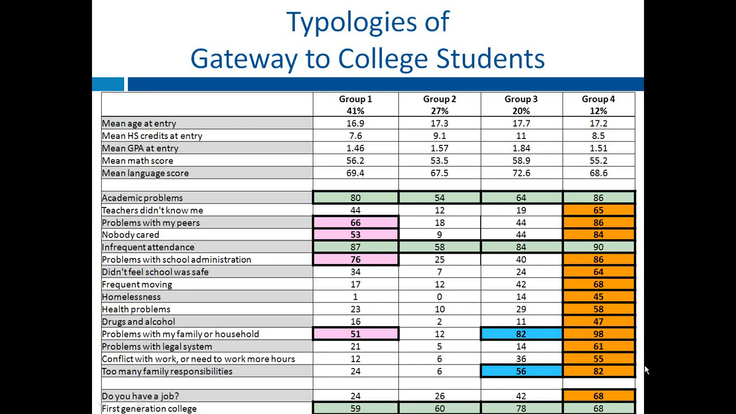I also noticed that Group 4 is the group that has faced a lot of homelessness, that has faced trouble with the legal system. So students who really are dealing with a lot of barriers that may be beyond the capacity of Gateway alone to serve, students who really need to be hooked into a broader safety net within our communities.